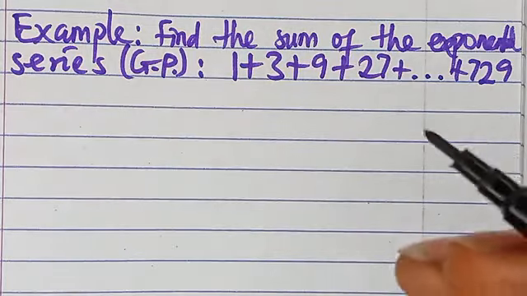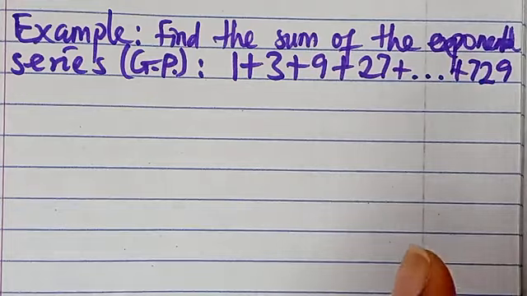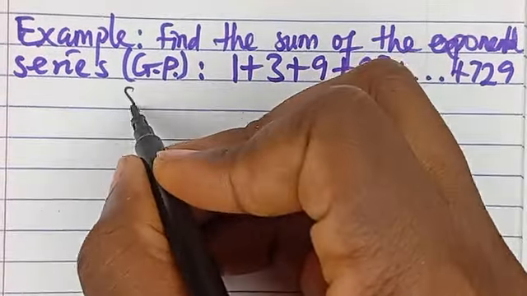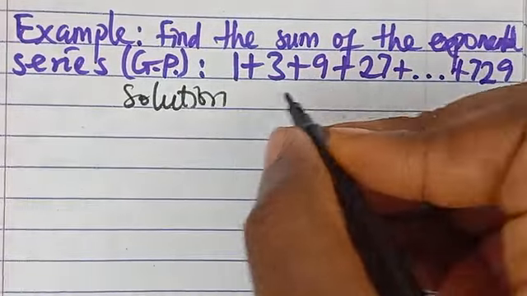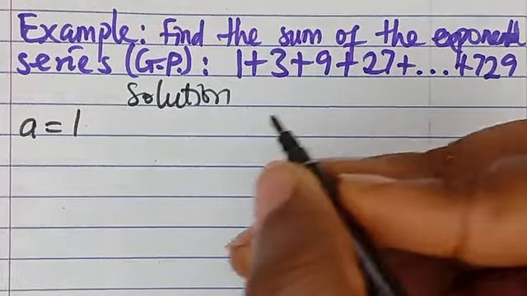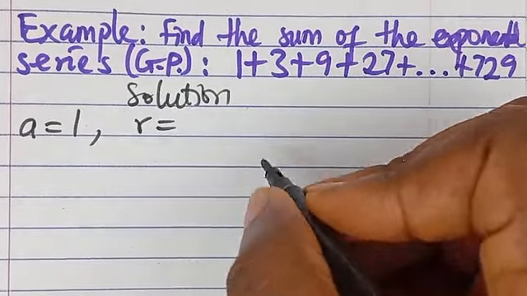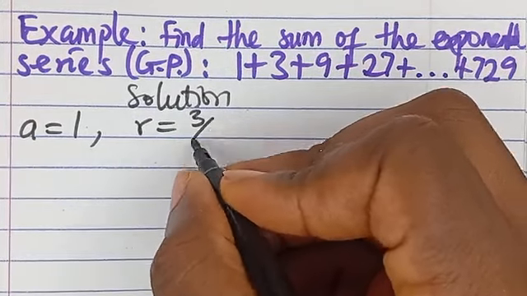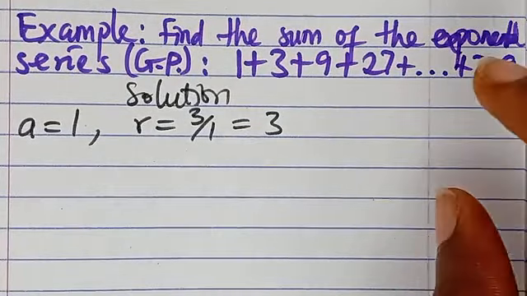Okay, let's get into this. We are told to find the sum of this geometric series or exponential series. Let's get into the solution. We have that the first term we can see is 1, right? So the first term a is equal to 1. And then, of course, the common ratio, we need to solve that. The common ratio is equal to any of the terms divided by the one coming before it. So we have the second term divided by the first term, 3 over 1, which is equal to 3.